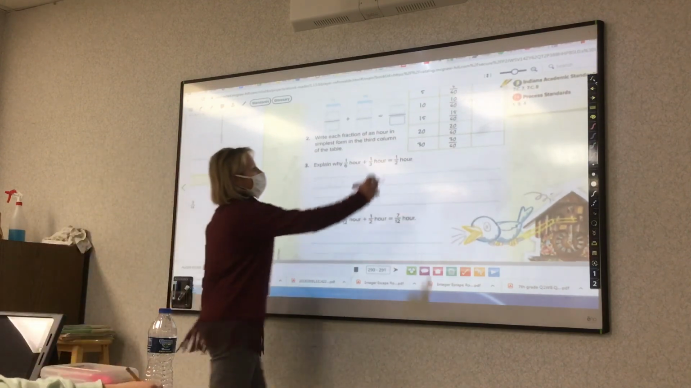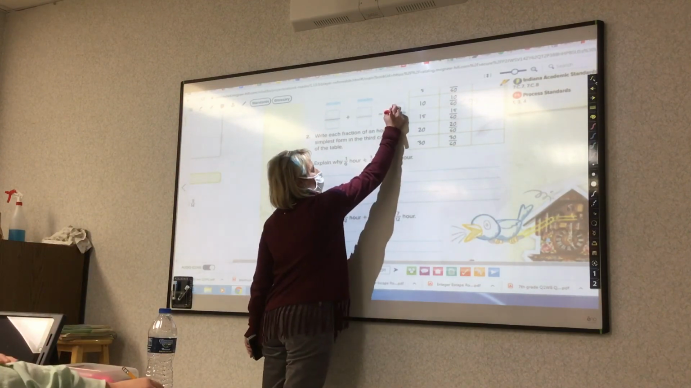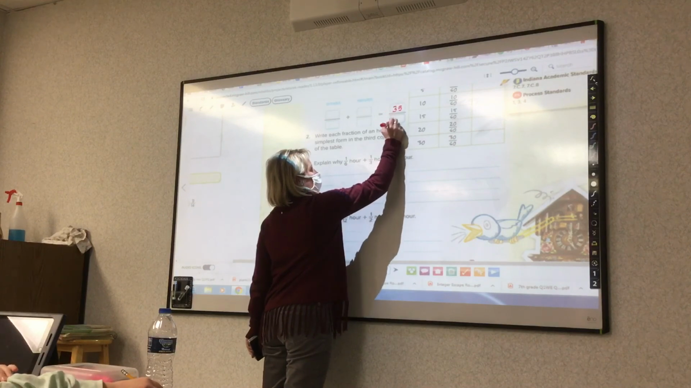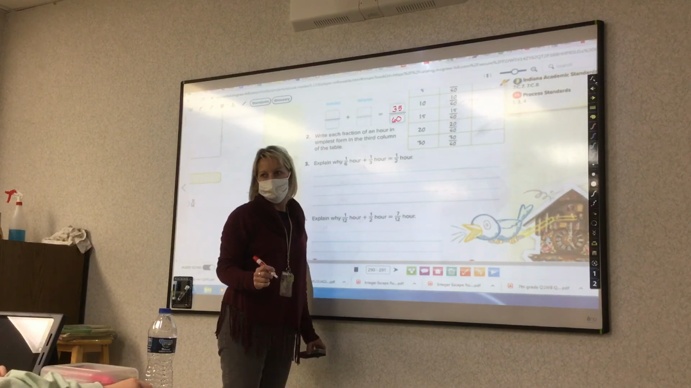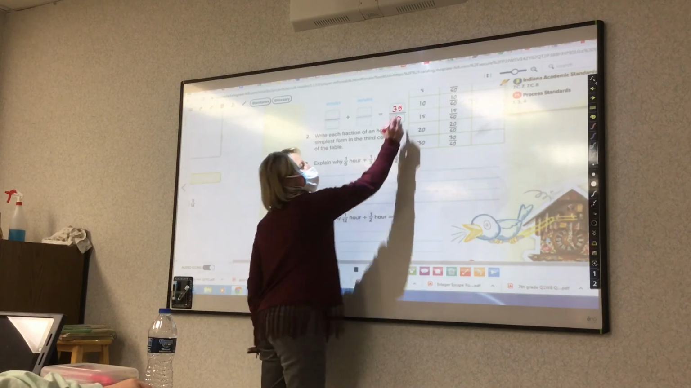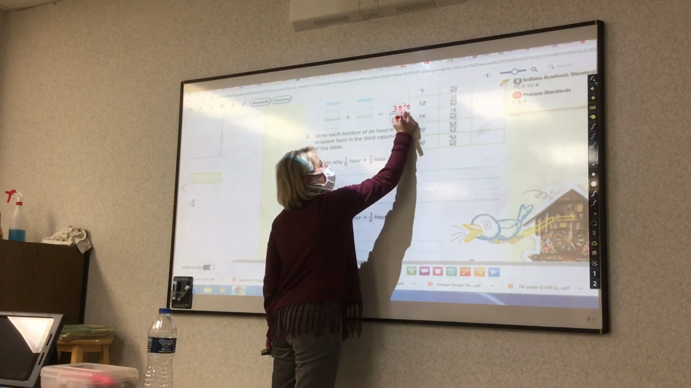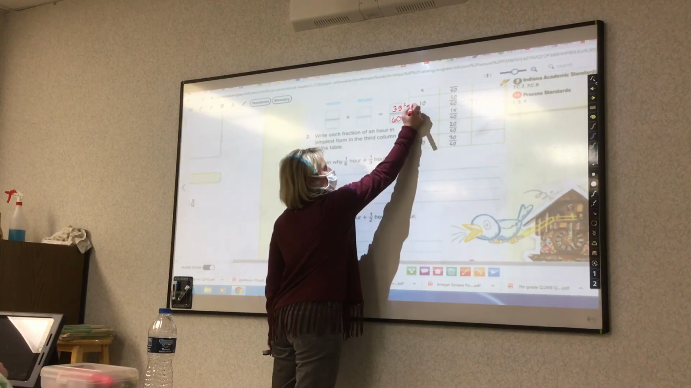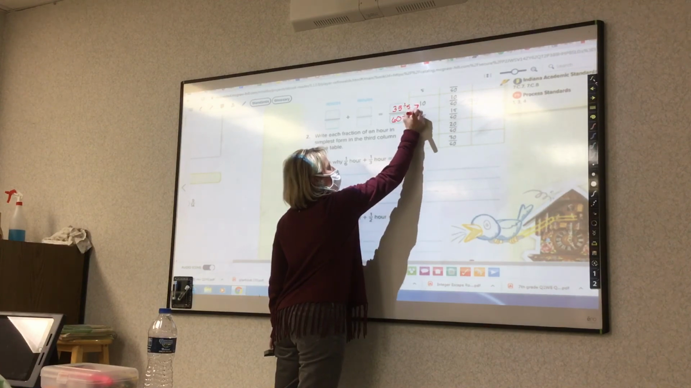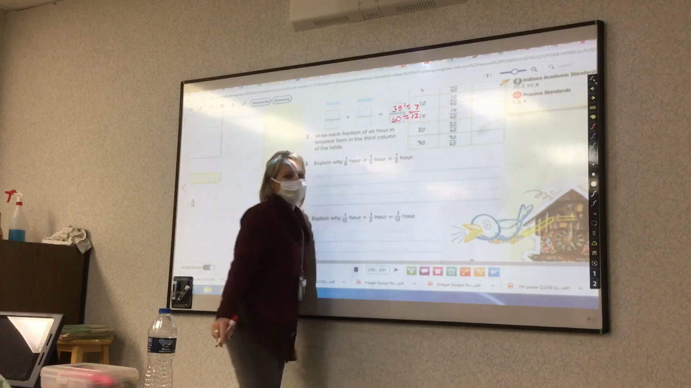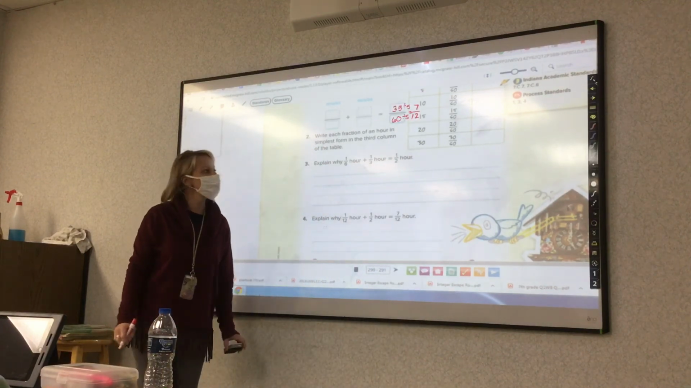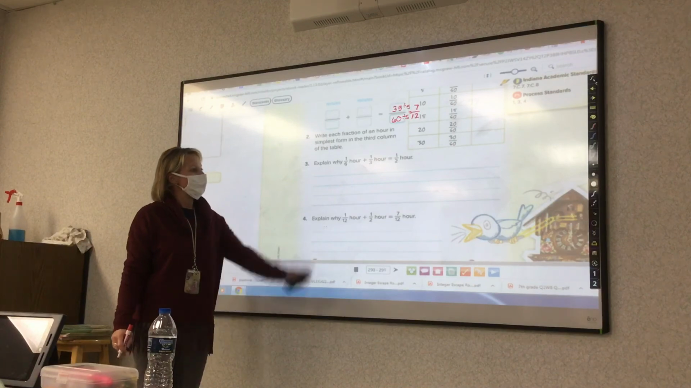So let's go back to that 35 60ths. What are we going to reduce 35 60ths by? 5. So 35 divided by 5 is 7. 60 divided by 5 is 12. So it reduces down to 7/12. And we already filled in a chart.